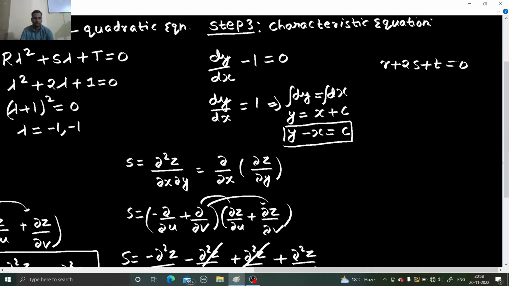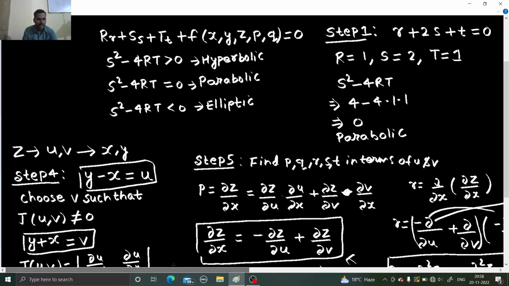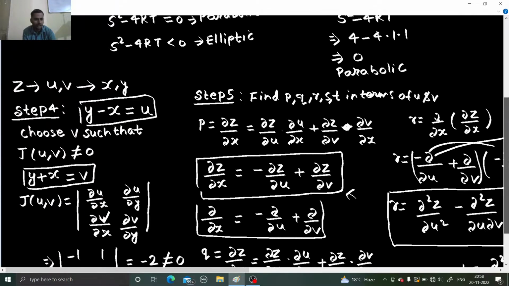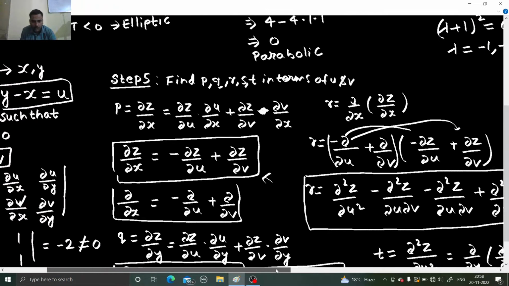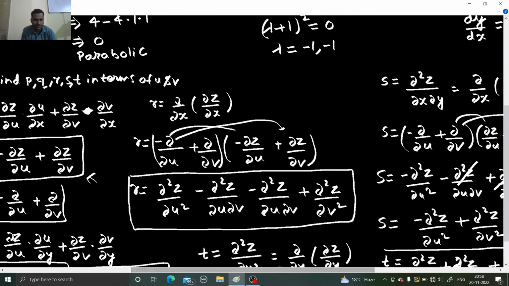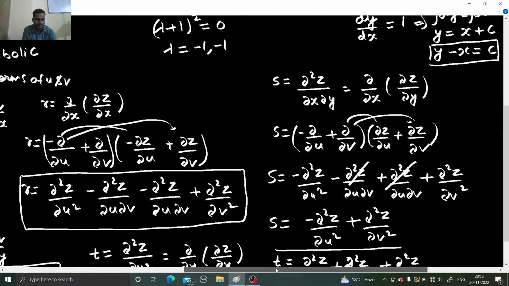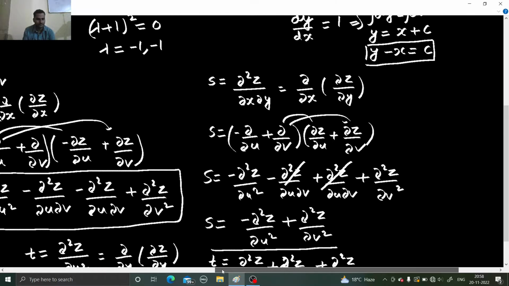Carefully put it. So where is my R? R is this lengthy looking thing, which is 2 times del 2z by del u del v, which I didn't write. So del 2z by del u square minus 2 is just like a minus b whole square, isn't it? Fine.